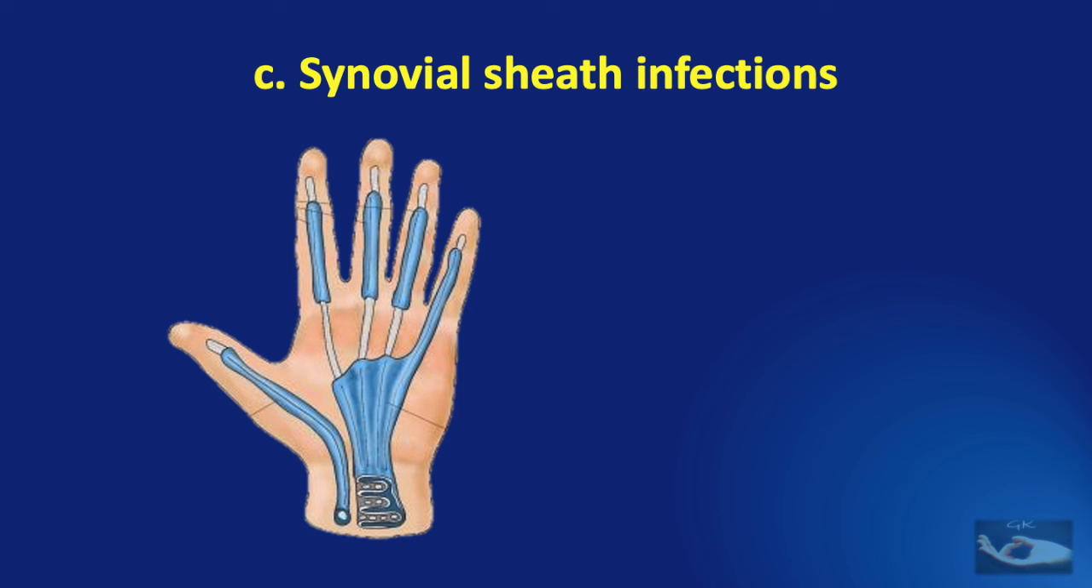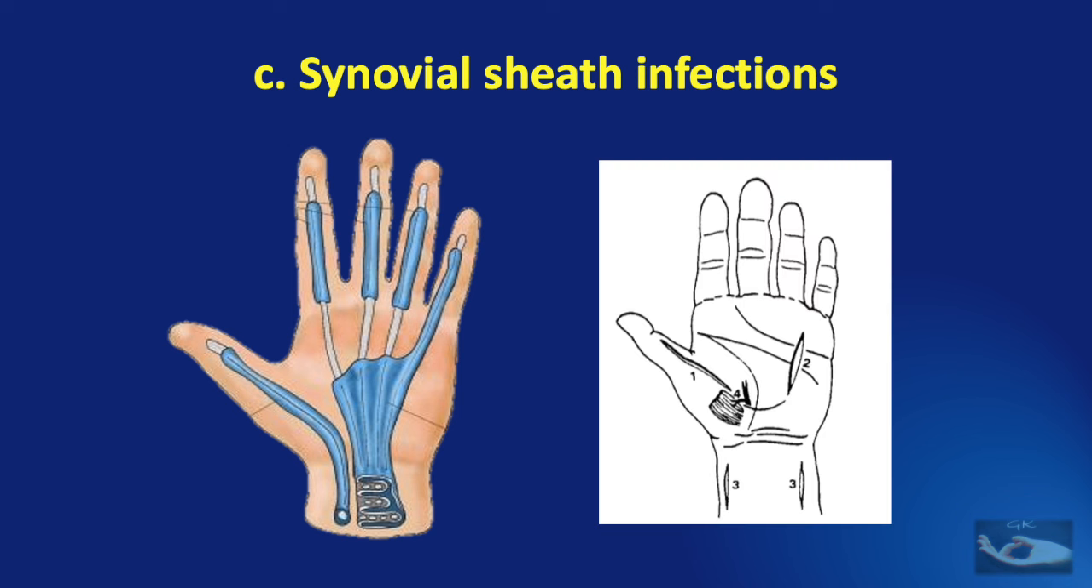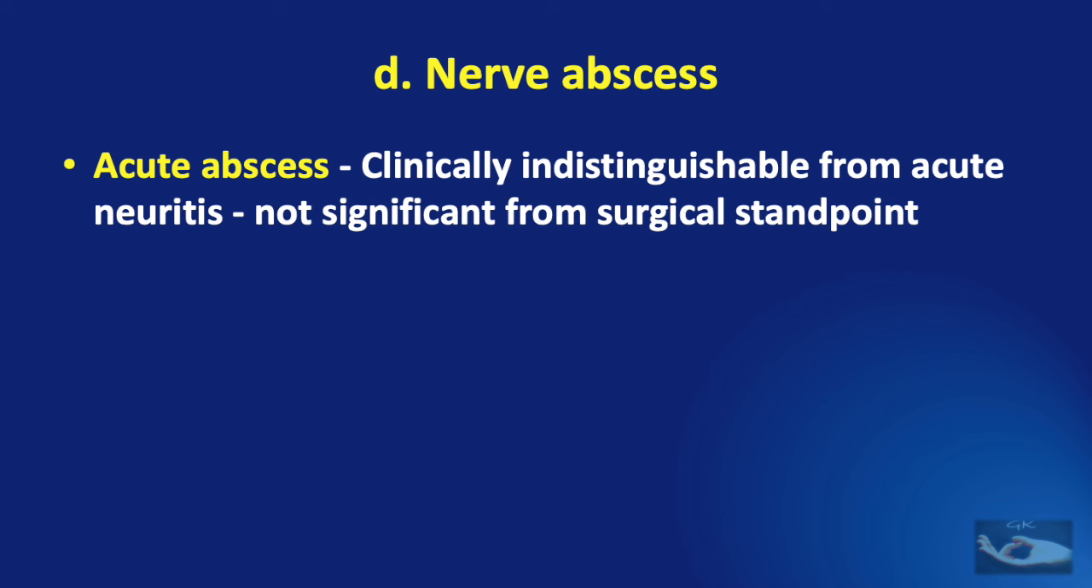Synovial sheath infections can involve the radial bursa or the ulnar bursa and proximally the space of Parona. The incisions for draining these synovial sheath infections are shown in the palm and in the distal forearm. Nerve abscesses are of two types. The acute abscess is clinically indistinguishable from acute neuritis. It is not significant from the surgical standpoint.